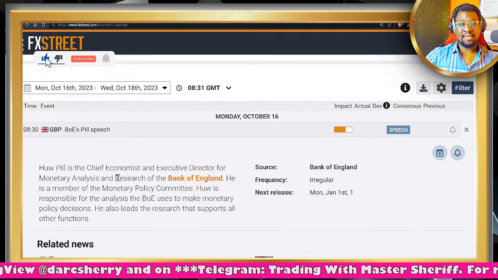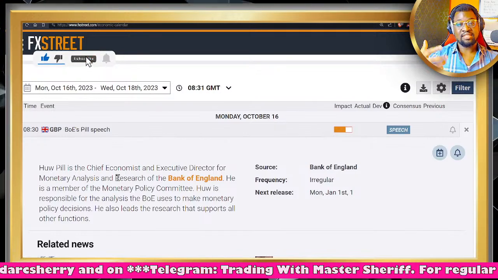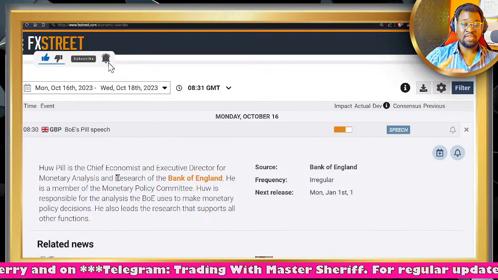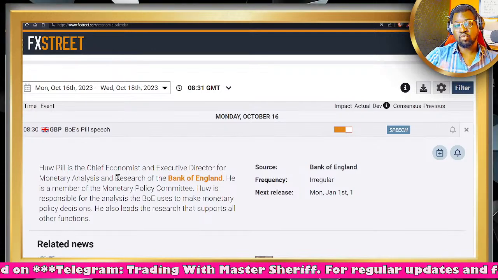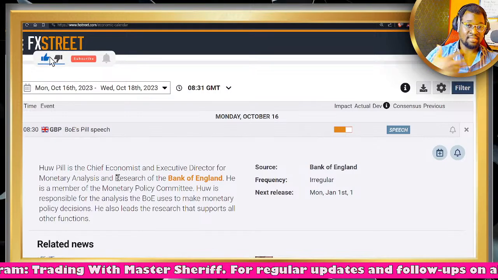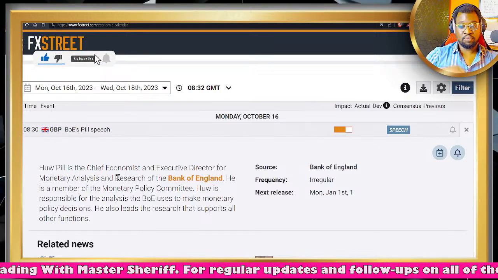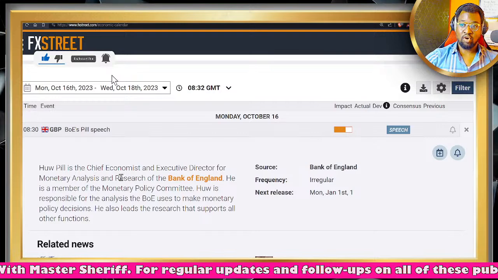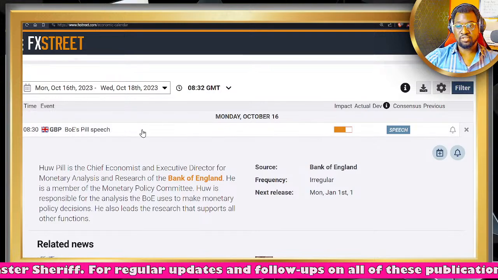So whatever it says here is going to be giving us an insight into the monetary policy of the Bank of England and of course the economic outlook of the United Kingdom, which of course will give us an insight into how we are going to be positioning ourselves ahead of today's trading sessions.